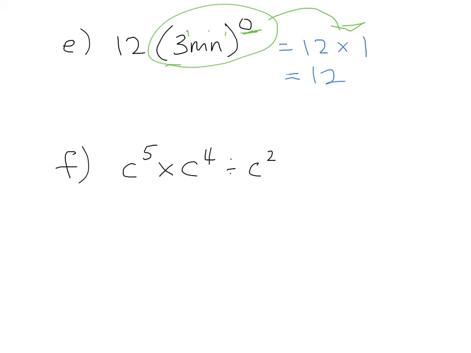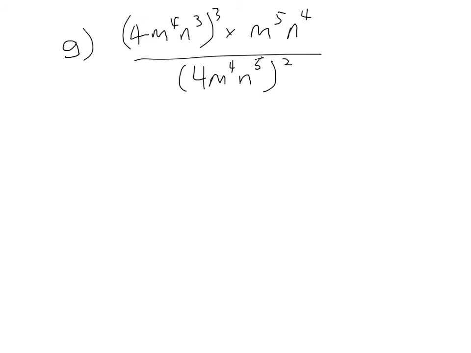For the next one, we've got a couple of rules that we need to apply. We've got a multiplication part here where the index rule is we add, and then we've got the divide part where the index rule says we take away the powers. So this will end up being c to the power of 5. For the multiply we're going to go plus 4, and then for the divide we're going to take away 2. So that will give us c to the power of 5 plus 4 is 9, take away 2 is 7. And to the next one.